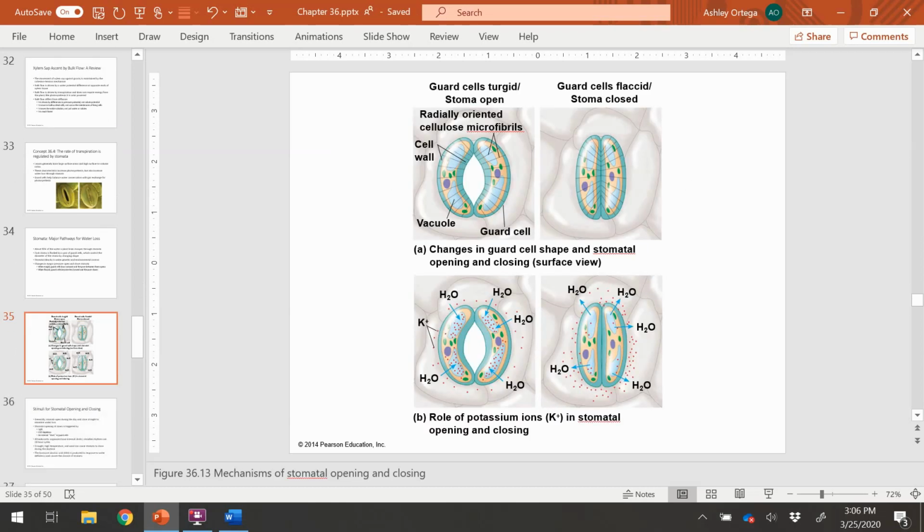And so that is shown here as well. When the guard cells are turgid or have plenty of water, they're going to have so much water that they're going to bow outward and open up the pore. Whereas when they're flaccid and they don't have a lot of water, they're going to be flat and close the pore.